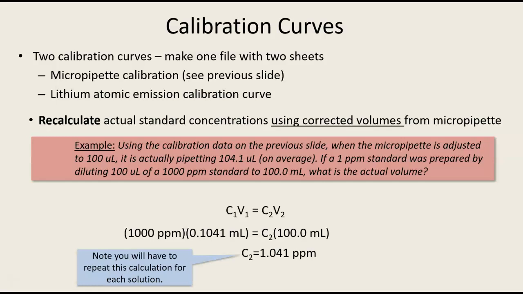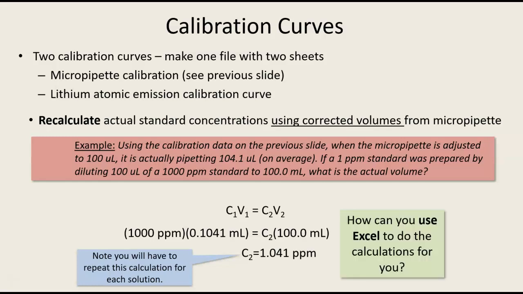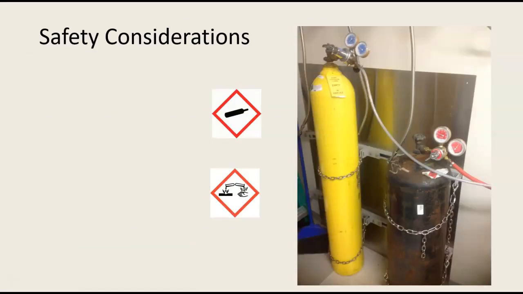And so you'll have to repeat this calculation for each solution. And so you can use Excel to do this very quickly, repeated times. And so the calibration curve that you'll generate for lithium will be how you will actually determine your unknown by using Excel and the LINEST function to generate the slope and intercept.